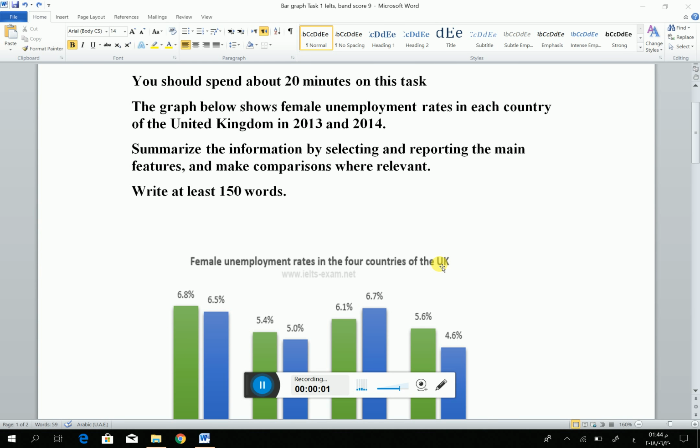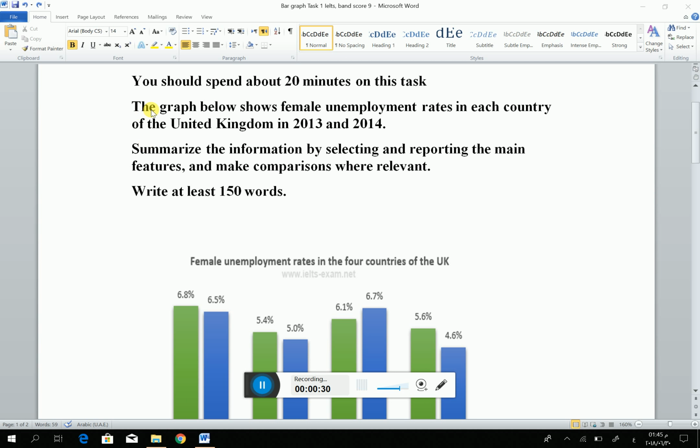Hello, our lesson today is about writing task 1 bar chart. As you see in this question, you should spend about 20 minutes on this task. You have to care about the time because IELTS is about time limited tasks. So it's better to spend about 20 minutes in the first task, writing task 1.